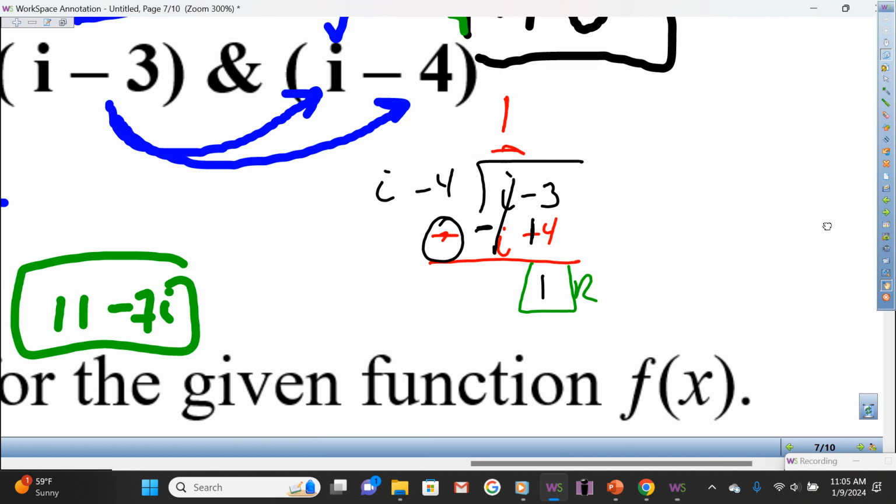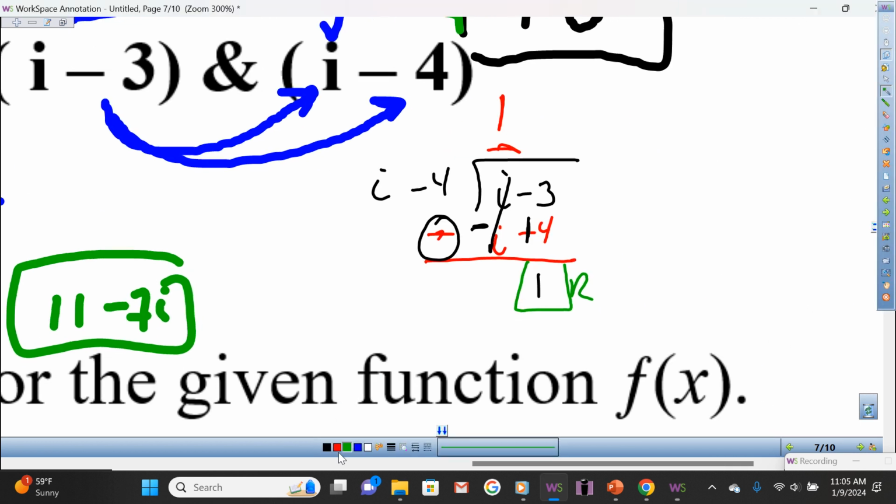So how do we write our answer for long division? Well, our answer is 1. Since we have a remainder, we put plus a fraction bar. What goes on top? The remainder, which is 1. And what was our divisor? i minus 4.